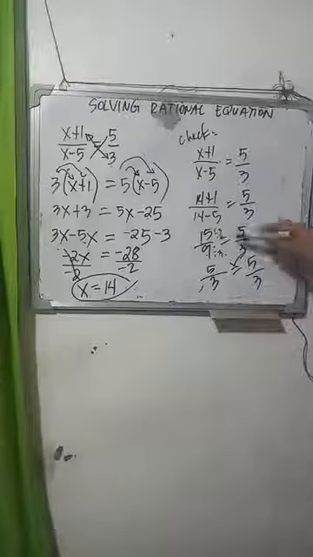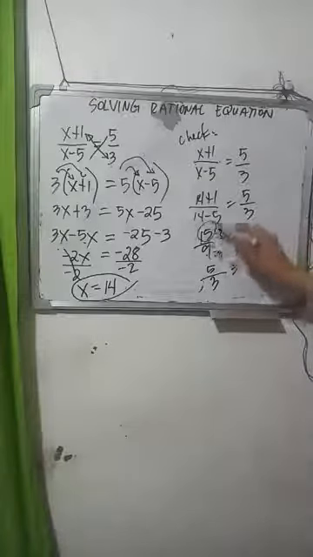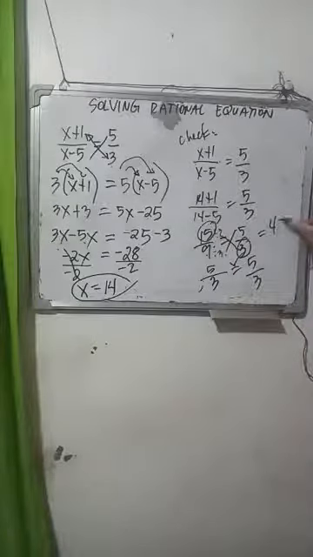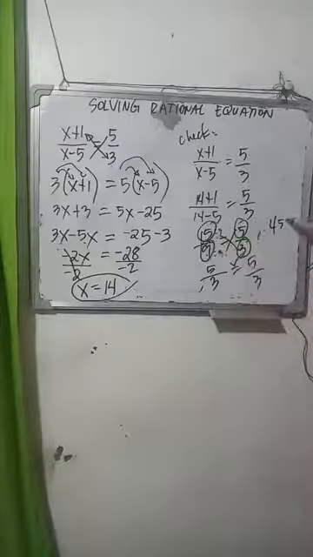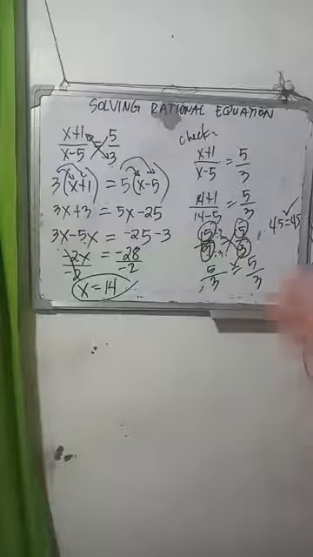Or, i-cross multiply natin ito. 15 times 3, that is 45. Then 9 times 5, that is 45. Tama. So our final answer is, the value of x is 14.